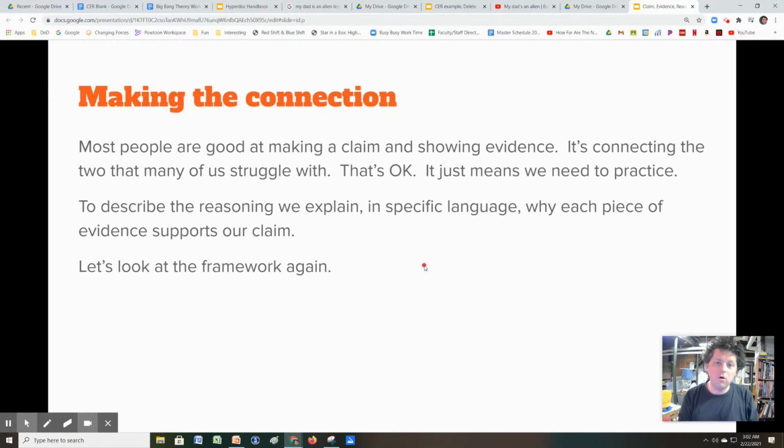So most people are good at making a claim and showing evidence. We can get there. We can say, he's an alien, he drives a spaceship. That's how I know. But what we struggle with is connecting the two in a clear and easy to understand way. And so to describe the reasoning, we explain in very specific language why each piece of evidence supports our claim. Let's look at the framework again.